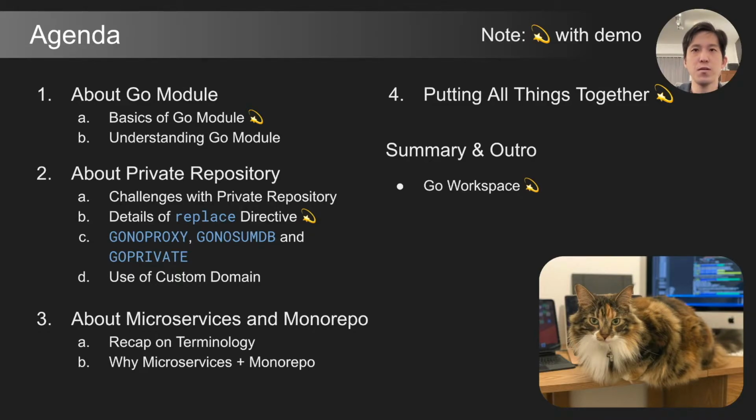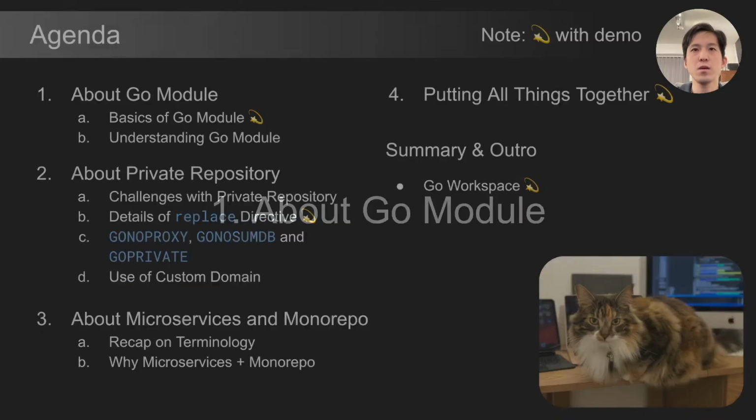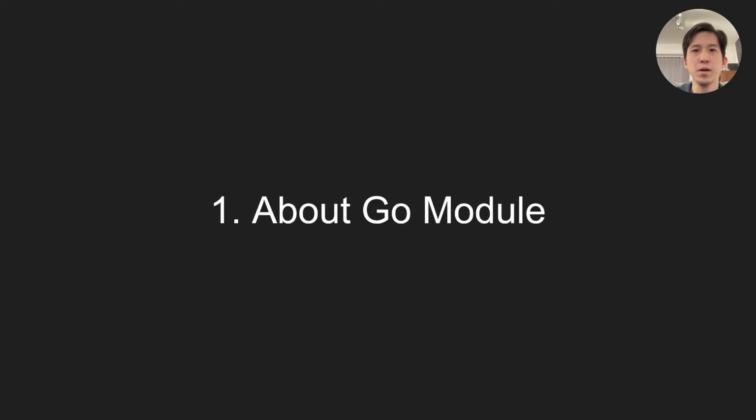After that, we'll have a quick refresher on the terminology of microservices and monorepos, making sure we set the common ground first. I will then discuss why this talk is about microservices plus monorepo. Once all of that's covered, I will give another demo to showcase all the topics covered: private repository, custom domain, microservices, and monorepo, with the power of Go module. For the final few minutes, we will also have a quick look at Go Workspace, which was recently added as part of Go 1.18.